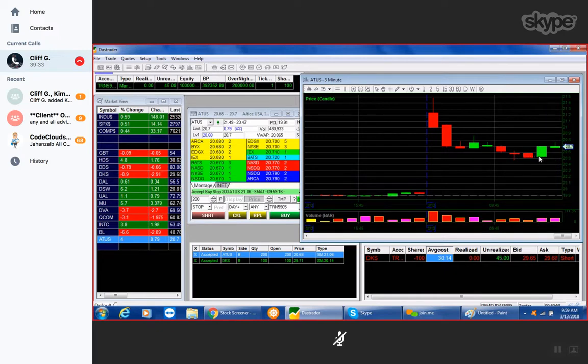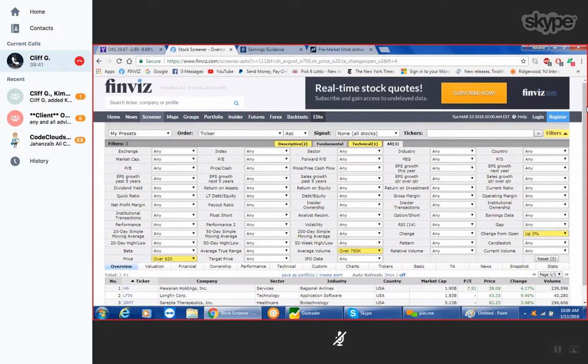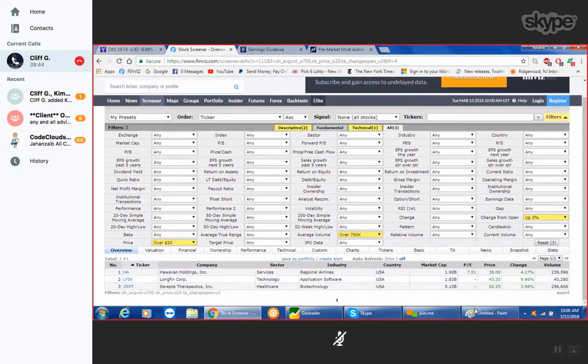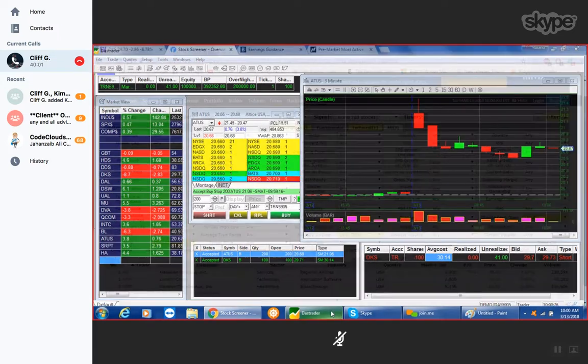Okay. I'm going to go back and see if we can add a few more names. These are the down 3. Let's go to the up 3%ers this morning. Okay, so far we only have 3 names, 82, 43, and 38. Okay, SRPT and HA. Let's add SRPT, HA, and what was that other one?